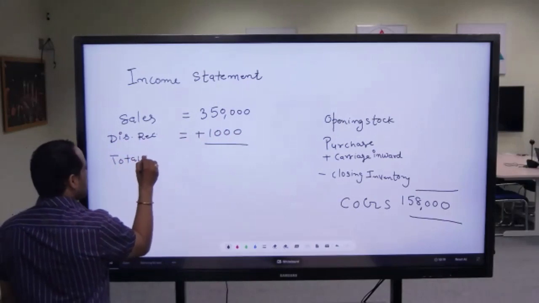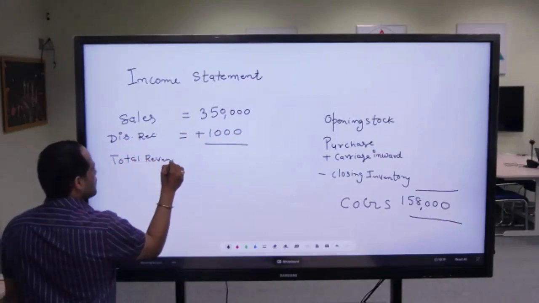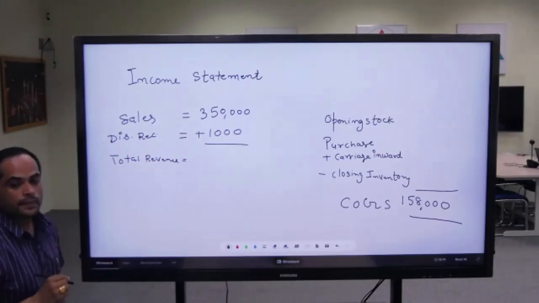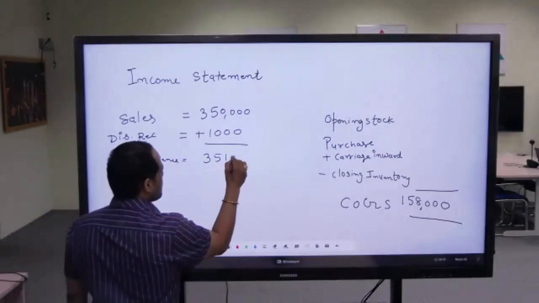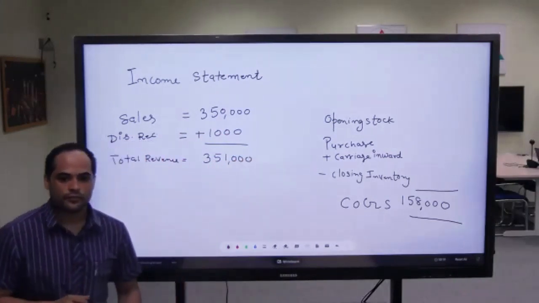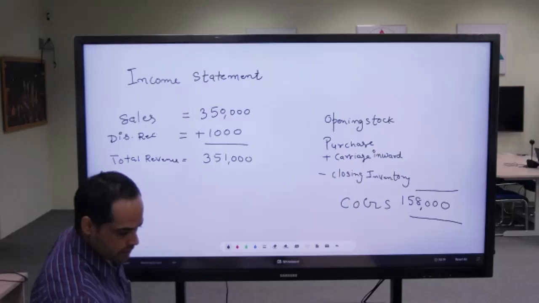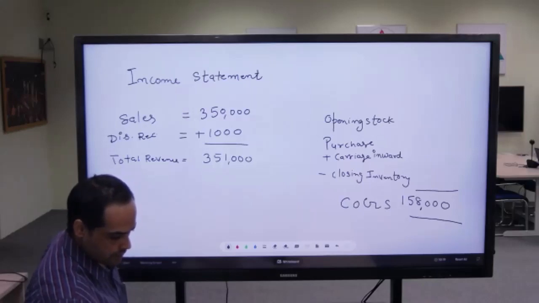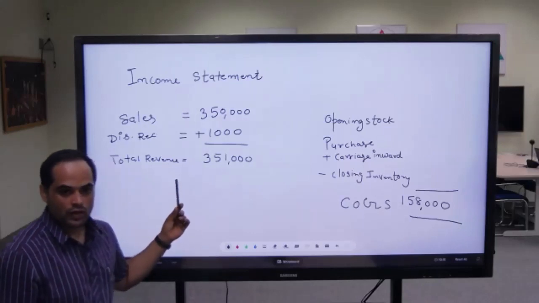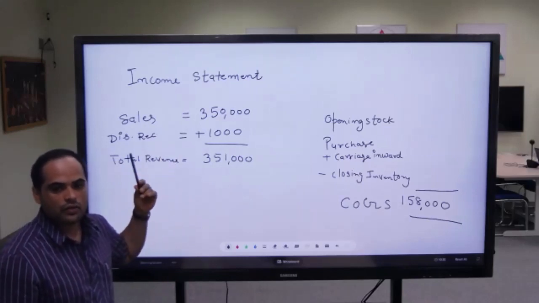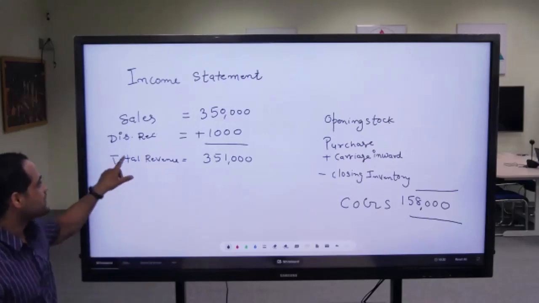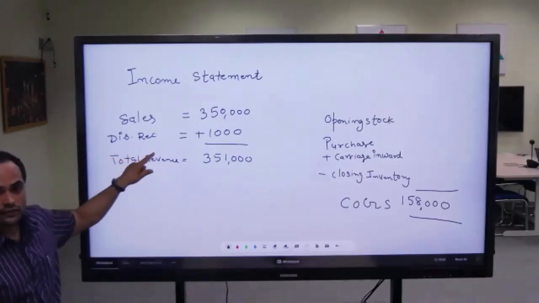So your total revenue will be 351,000. All right. Is it okay with everybody? 351, revenue 350 and discount received 1,000. Yes, that's discount received.